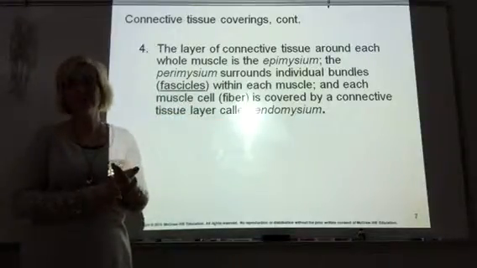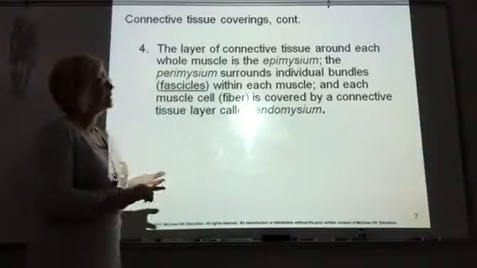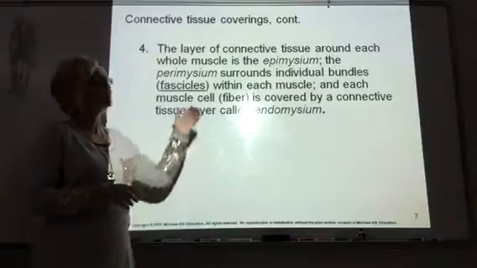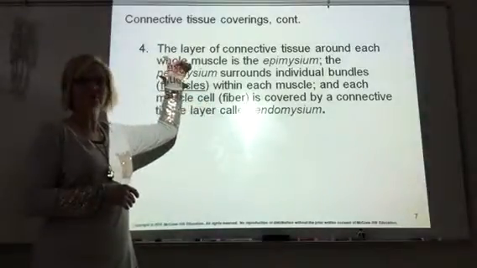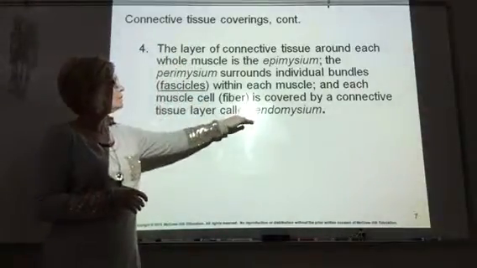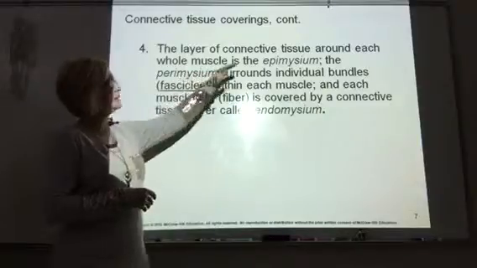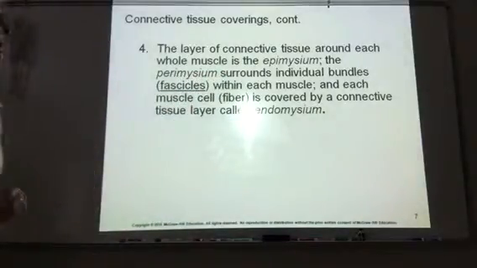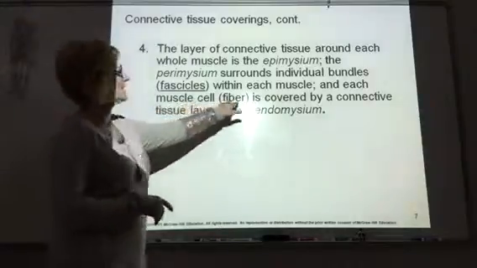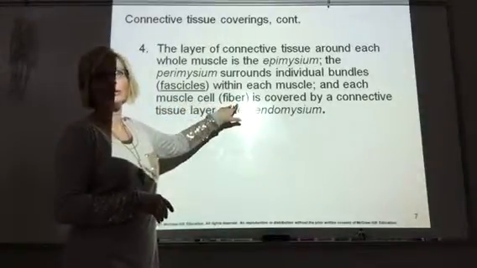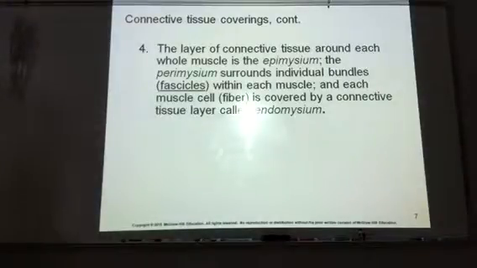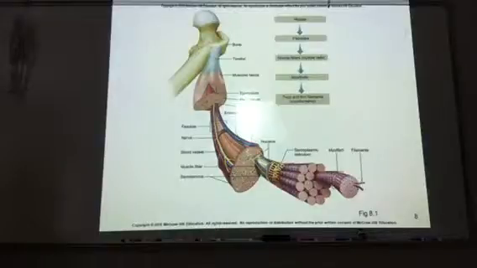So endo means inside. Peri typically means outside, but epi is even further. So endo, inside, peri, and then epimysium for the different layers. And do notice a muscle cell is called a fiber. So the cells of your muscular system are actually called fibers because of their shape.